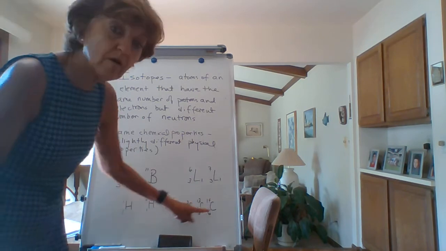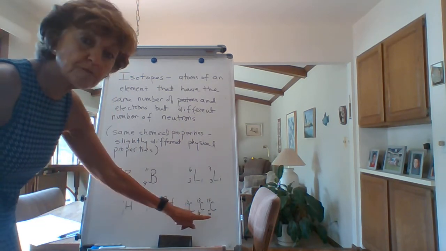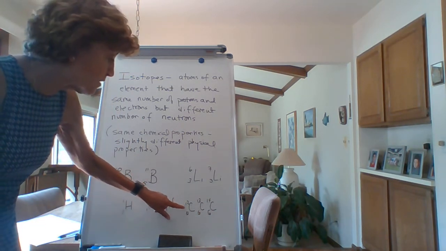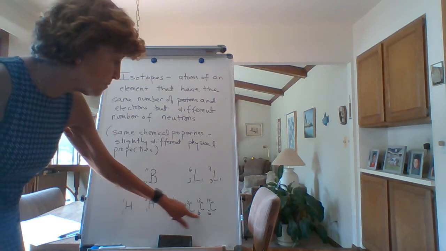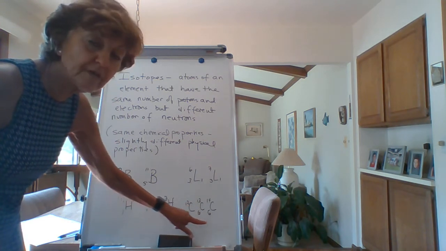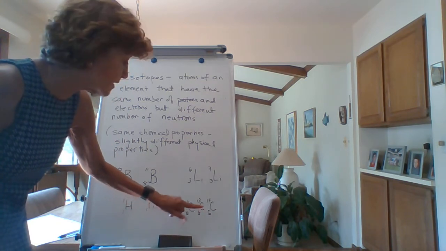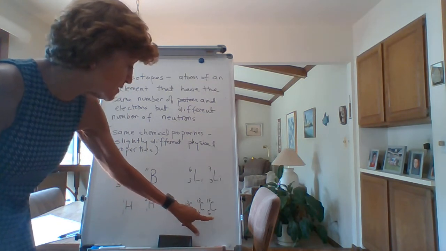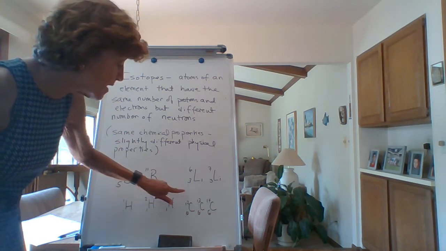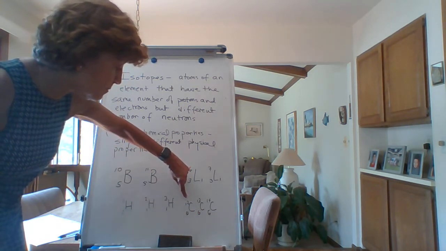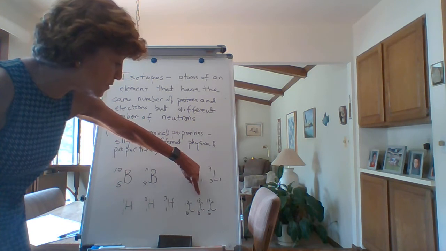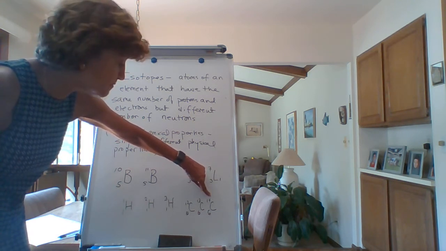Look at the 3 carbons. These are 3 isotopes of carbon. All 3 of them have an atomic number of 6. That means 6 protons and 6 electrons in each. But this one has an atomic mass of 12. This has an atomic mass of 13. This has an atomic mass of 14.